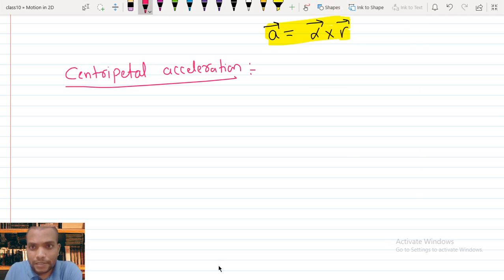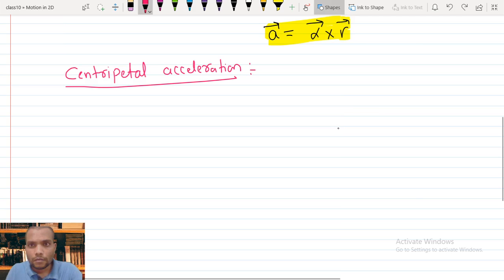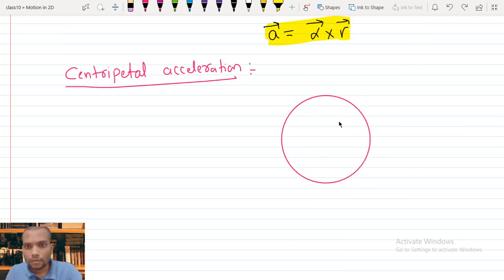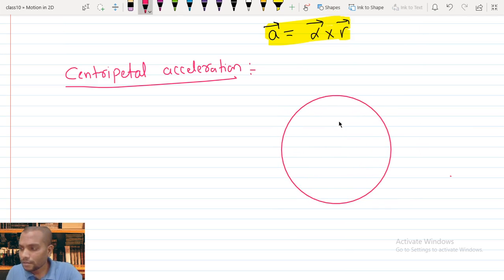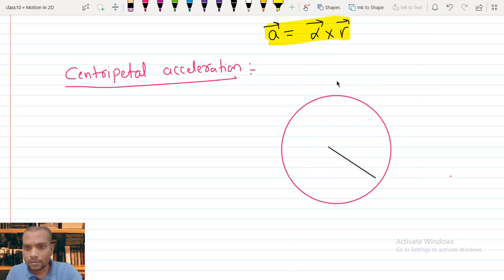To derive an expression for centripetal acceleration, let me take a small circle. So this is the circle. The circle has a radius of r. From here, you can take its radius r. So here it is the center.